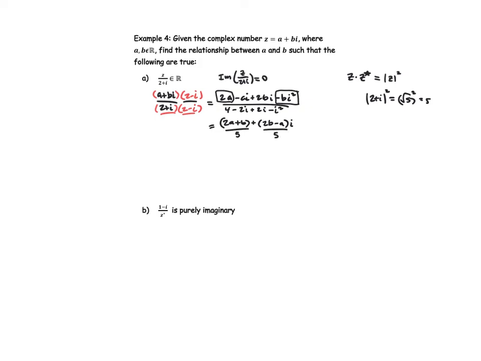Okay, now, so here's what we want. We want the imaginary portion to be 0. Well, if the imaginary portion is 0, I'm going to set the imaginary portion, which is 2b minus a, equal to 0 and find the relationship. So in order for this to be true, a has to equal 2b. If a equals 2b, then the imaginary portion of z over 2 plus i is equal to 0. Boom, there it is. Okay, let's look at example B here.